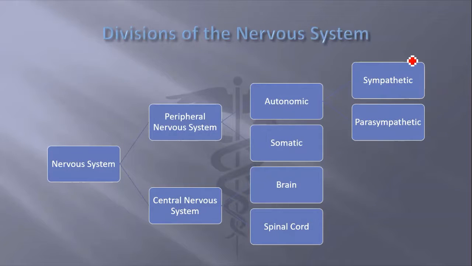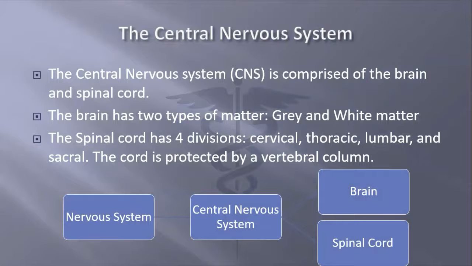Going back to the divisions of the nervous system, we'll be starting off with the central nervous system. The central nervous system is comprised of the brain and the spinal cord. The brain contains two types of matter, the gray and the white matter. The white matter can actually help propagate electrochemical signals in a faster manner. So white matter is actually myelinated axons, or myelinated neurons, while gray matter is non-myelinated neurons.